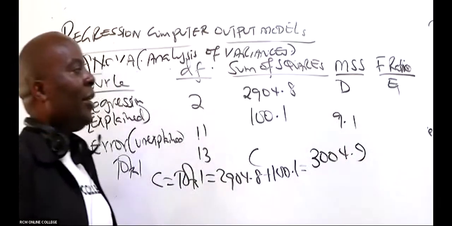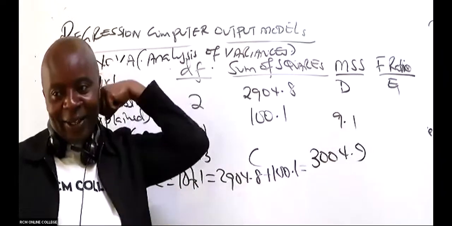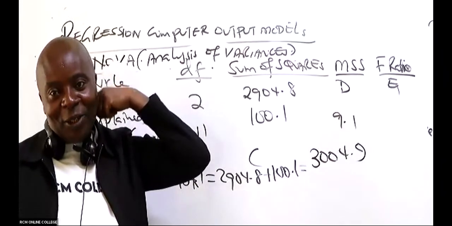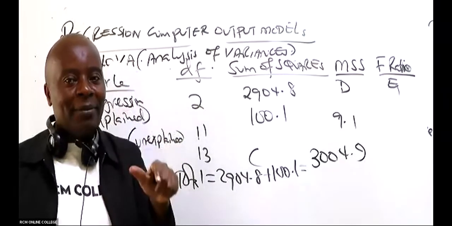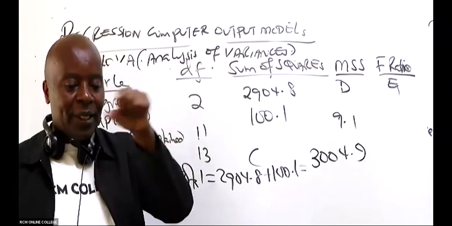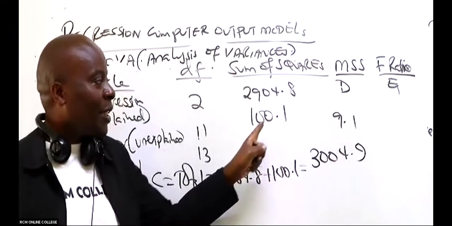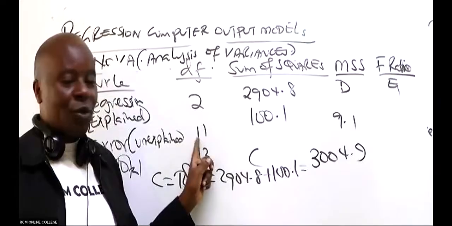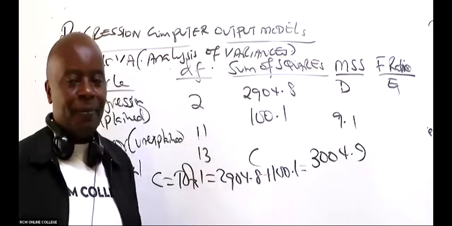Now look at D. You see already where we have D, we have a 9.1. That 9.1 can show me what these guys have done. After all, mean, I know there is something divided by something, isn't it? When I'm getting X bar, summation of X over N. So I know this one here, 9.1, will be the sum of squares divided by degrees of freedom. Can somebody try in this case here dividing 100.1 divided by 11?